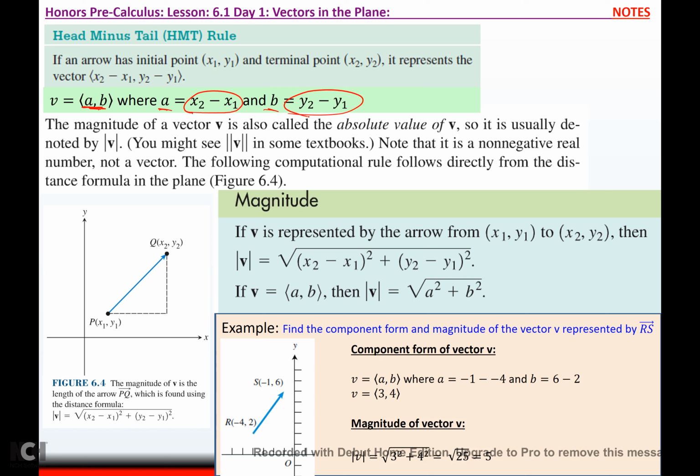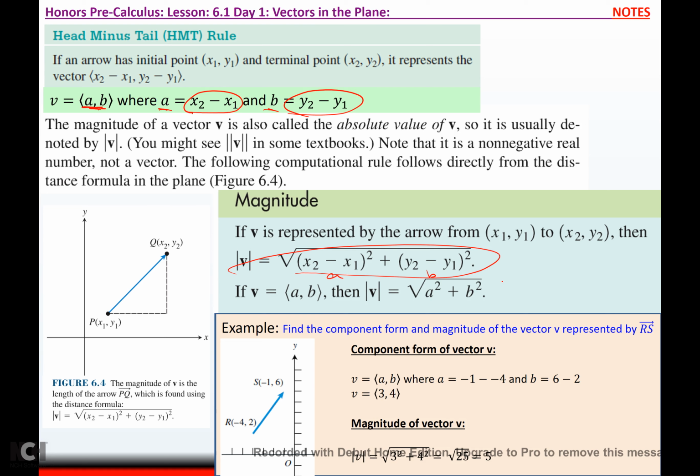The magnitude, in other words, how do you figure out the length? Well, the magnitude or length of vector V is also called the absolute value of V, so it's usually denoted by bar V. Again, you might see that double line in some textbooks. Note that it is a non-negative real number. The magnitude itself isn't a vector, it's just the length of the vector. And since we're finding the distance, it's nothing more than the distance formula. What's easier is to figure out what your A and B are first, and then to get the distance, you just take the square root of A squared plus B squared.